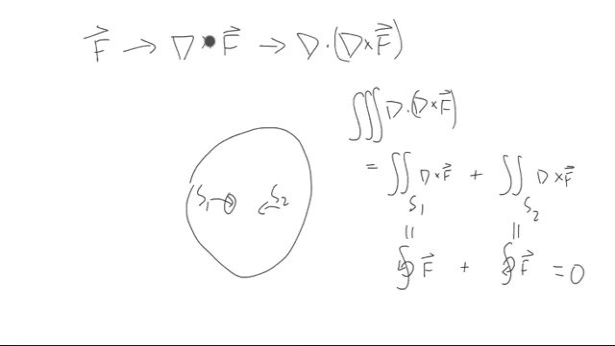Let's take a look at what happens when we have a vector field, take its curl, and then take the divergence of that curl. So, first of all, since we're taking divergence in a triple integral, that would be equal to the surface integral of just what happened before we took the divergence.